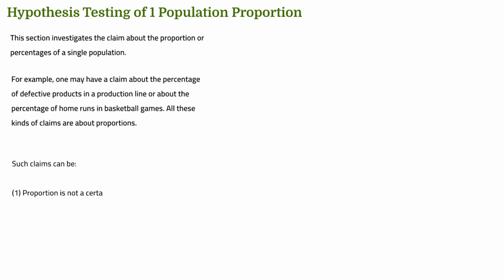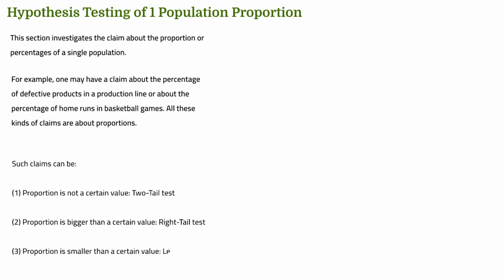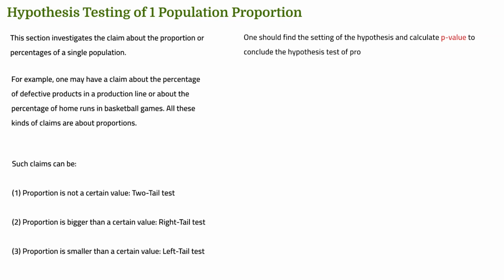Such claims can be: 1, proportion is not a certain value, or two-tail test. 2, proportion is bigger than a certain value, right-tail test. 3, proportion is smaller than a certain value, or left-tail test. One should find the setting of the hypothesis and calculate p-value to conclude the hypothesis test of proportions for one population. The value of proportion for a population is given as p.